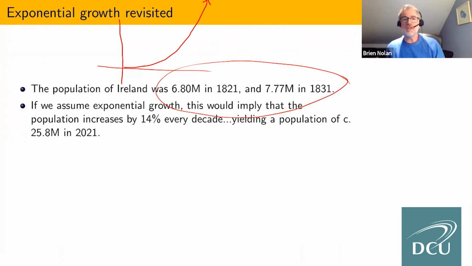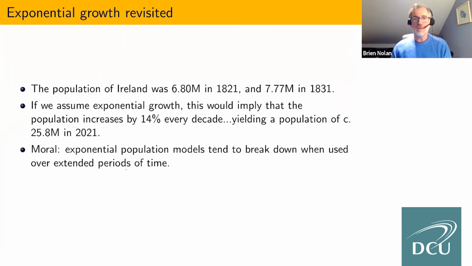Okay, so this exponential growth model is always going to go wrong if we try and extend its use over long periods of time. So that's the moral of this example here, is that the exponential growth population model breaks down if we use it over extended periods of time, even without the catastrophic effects on the Irish population of the famine and the mass emigration that followed that. Even without that, we would find that the population model is inaccurate. It doesn't work well in any country when it's extended over long periods of time.